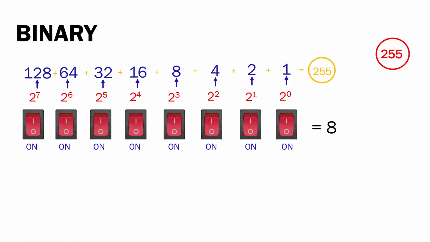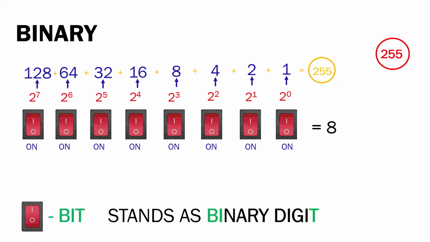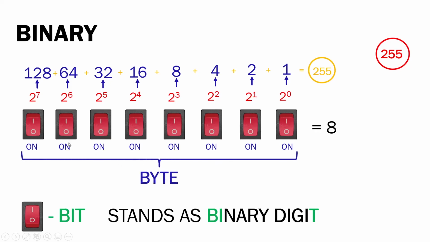255. And again, in binary, these 8 switches can represent a number as high as 255. And a single switch is known as a bit, which stands for binary digit. And a byte is 8 of these switches. So in short, 8 bits is equivalent to a byte.